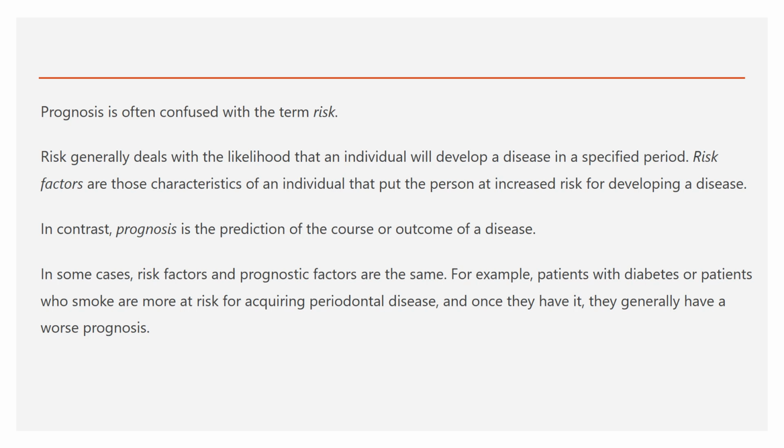Prognosis is often confused with the term risk. Risk generally deals with the likelihood that an individual will develop a disease in a specified period. Risk factors are those characteristics of an individual that put the person at increased risk for developing a disease. In contrast, prognosis is the prediction of the course or the outcome of a disease. In some cases, risk factors and prognostic factors are the same. For example, patients with diabetes or patients who smoke are more at risk for acquiring periodontal disease, and once they have it, they generally have a worse prognosis.